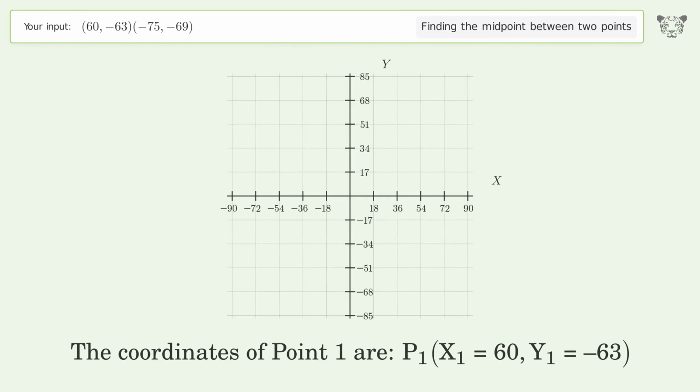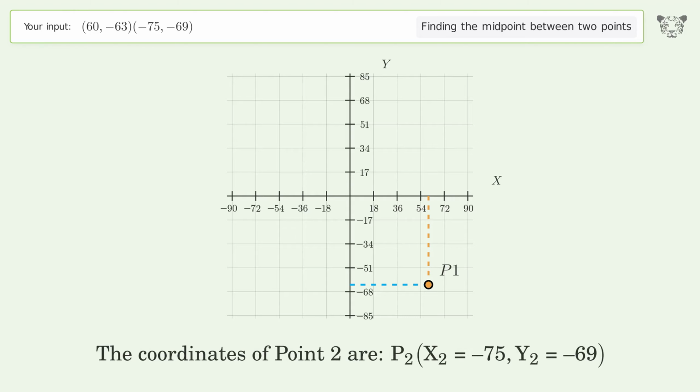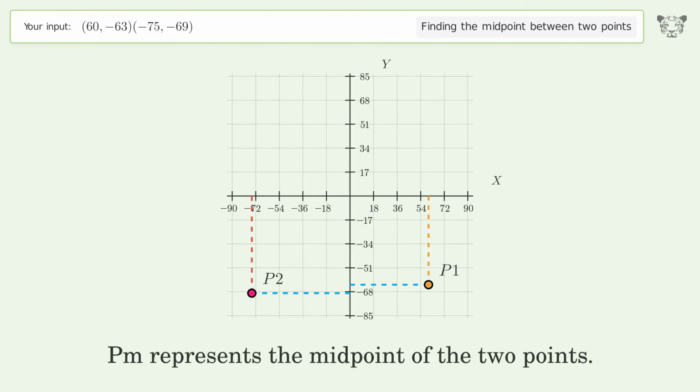The coordinates of point 1 are, x1 equals 60, y1 equals -63. The coordinates of point 2 are, x2 equals -75, y2 equals -69. PM represents the midpoint of the 2 points.